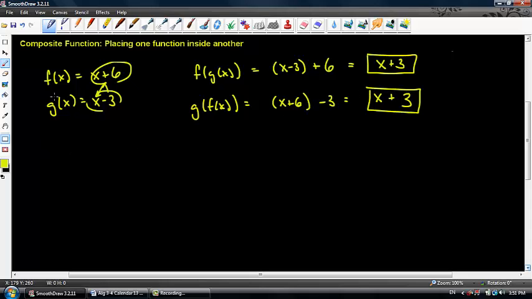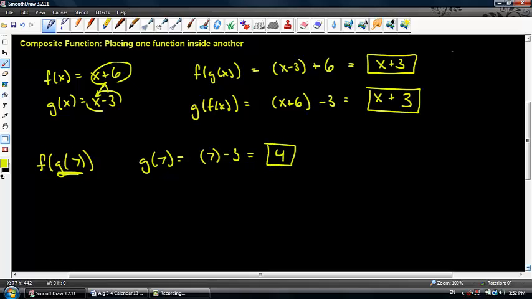Okay, let's do something a little more complicated looking, but it's actually easier. If I asked you for f of g of 7, what they're asking you to do is just evaluate from the inside out. So take a look at g of 7. Work from the inside out. What is g of 7? Well, g of 7 is really 7 minus 3, which is 4.